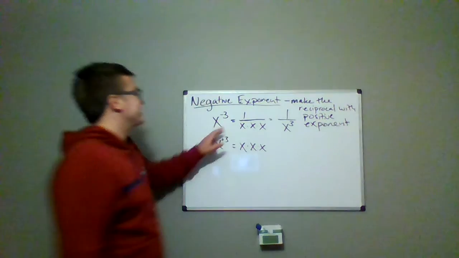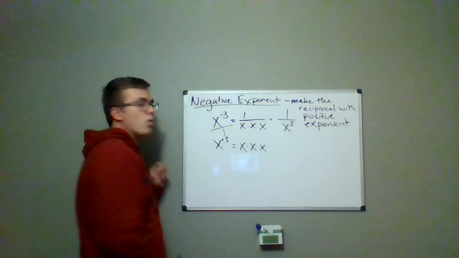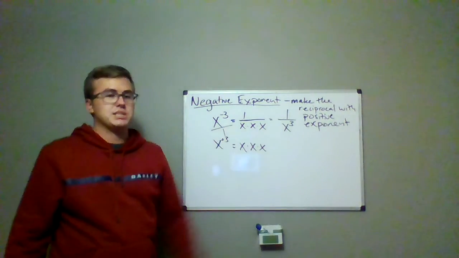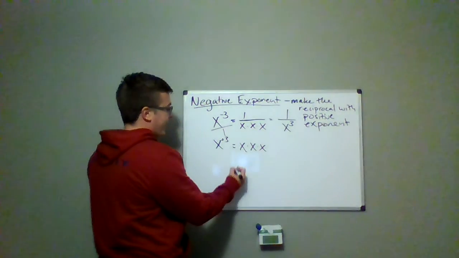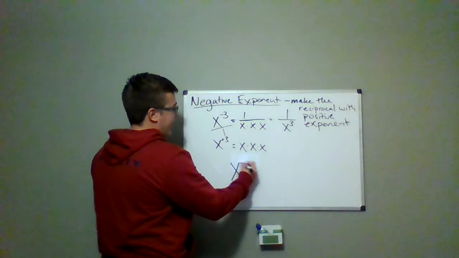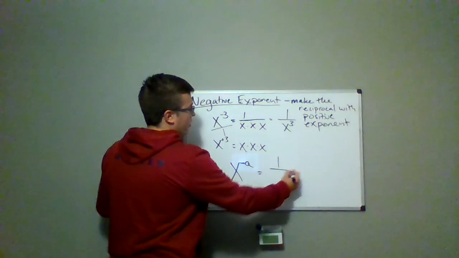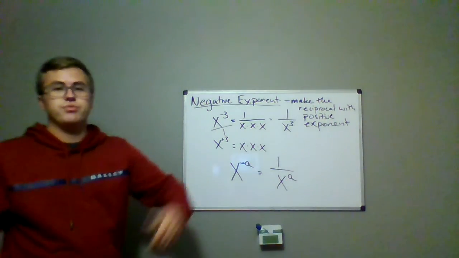So if it's x to the negative 3, remember that's like saying it's x to the negative 3 over 1. You're going to flip it and make that exponent positive. So symbolically, if I have x to the negative a, that becomes 1 over x to the positive a. So you're flipping it.